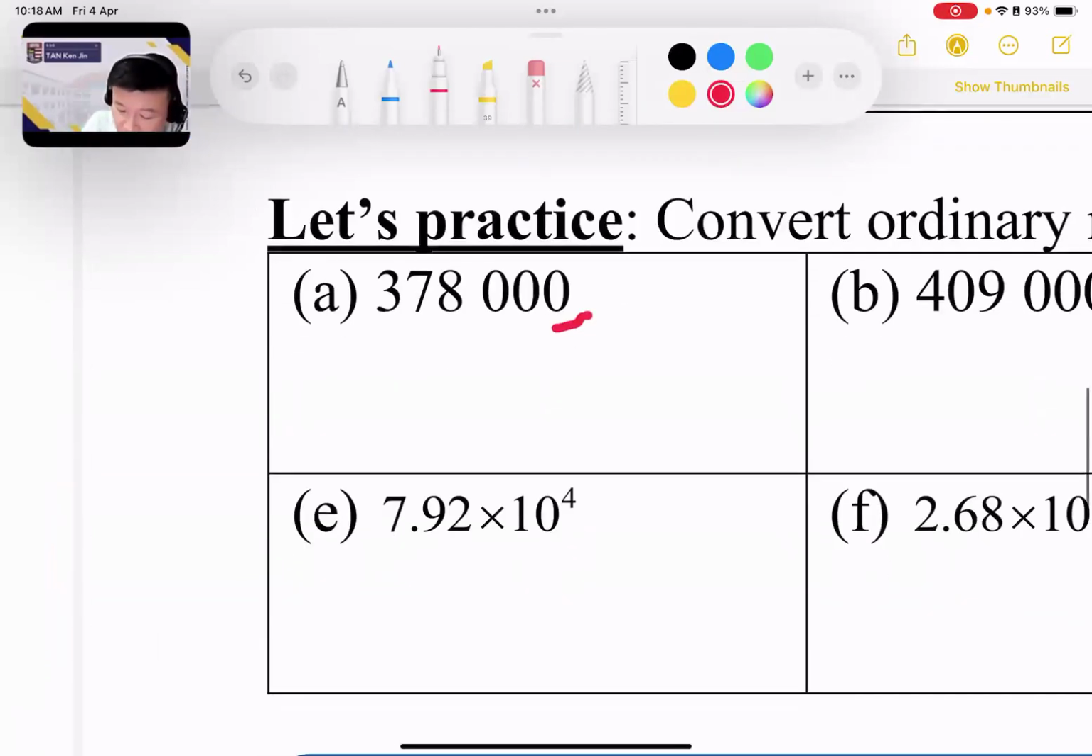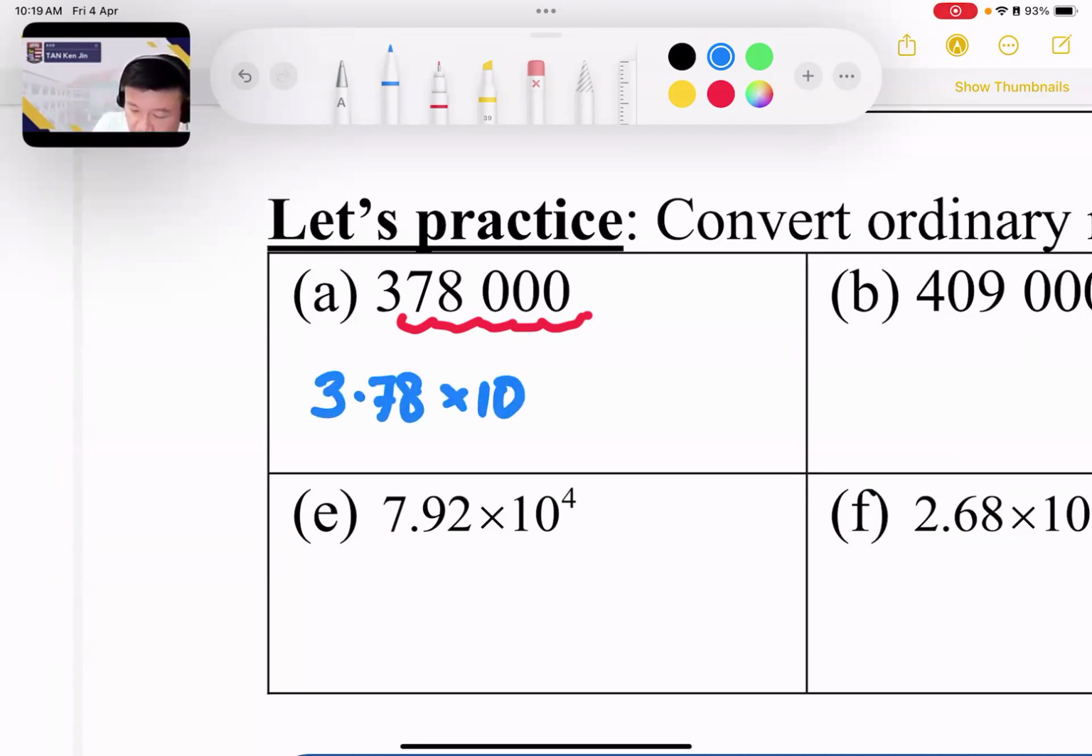So 1, 2, 3, 4, 5. I need to move the decimal place forward 5 times. So this is going to be 3.78 times 10 to the power of 5. Since it's exact, because it's 378, right? So let's leave it like this.